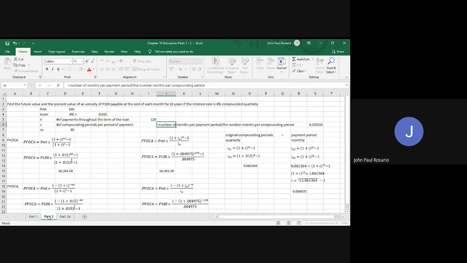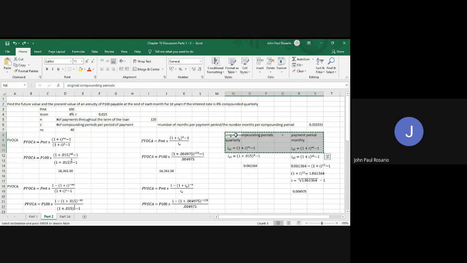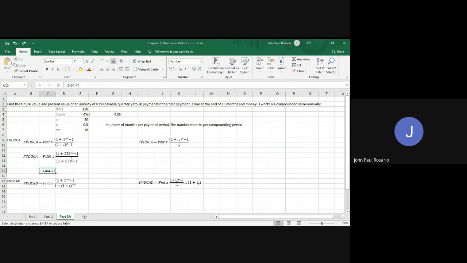Now let's proceed on my way of solving things. Let me solve for my IE first. Oh my god, what am I doing? There. So solving for the IE. So original compounding period, so that is semi-annually.